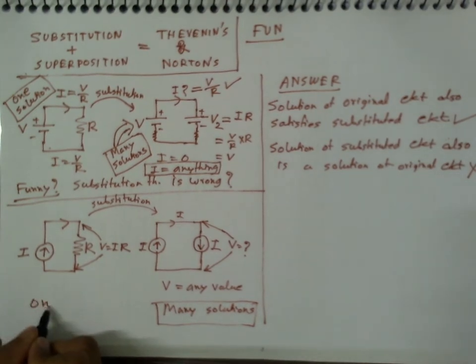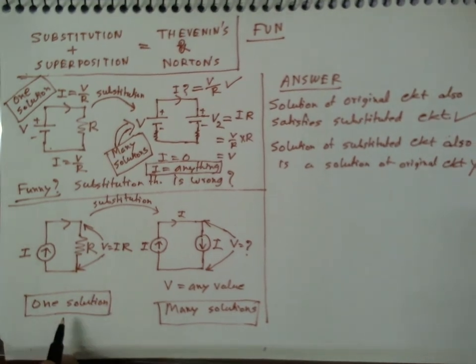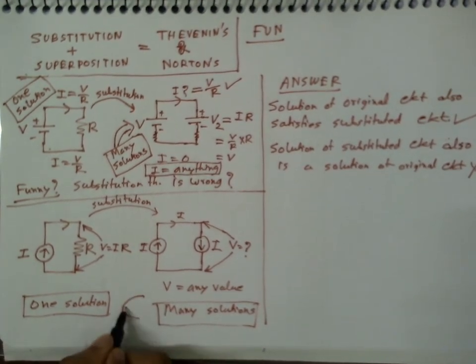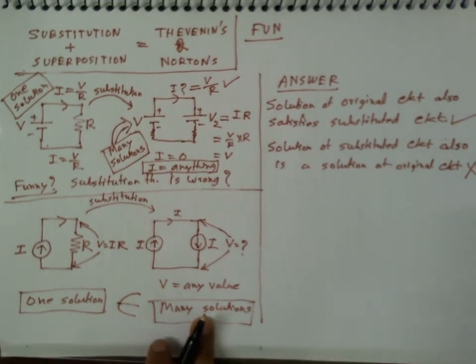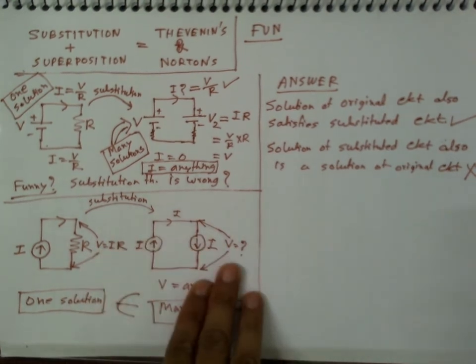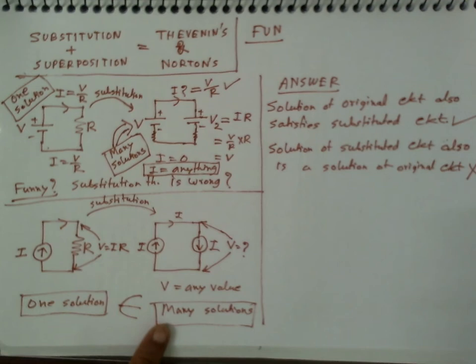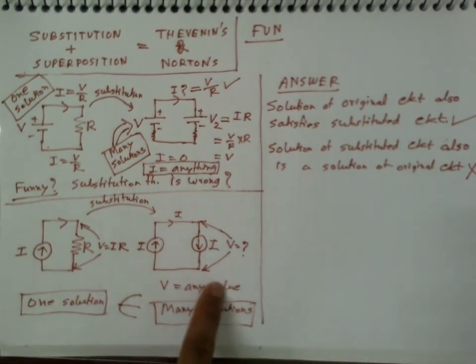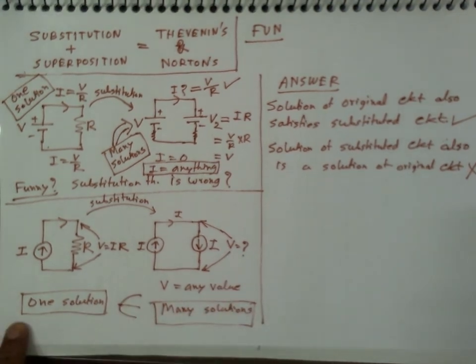But this one has only one solution. And this one actually belongs to this set of many solutions. In cases where the substituted circuit has only one solution, then definitely the two solutions are equal. But when the substituted circuit, which we can call a degenerate circuit, has many solutions, only one of them is the same as this, not all of them.